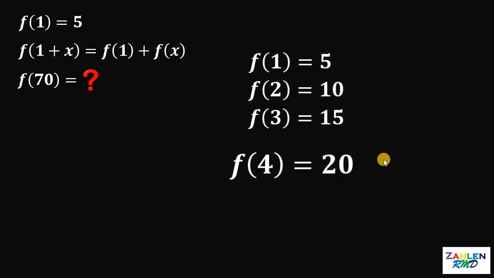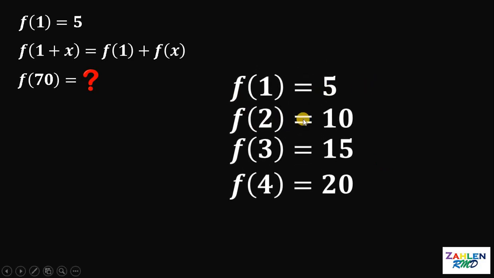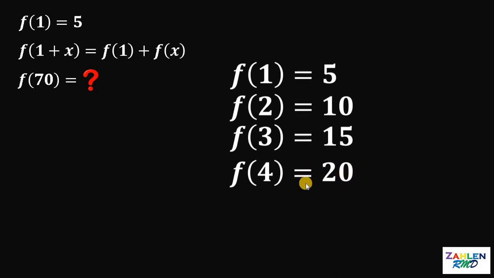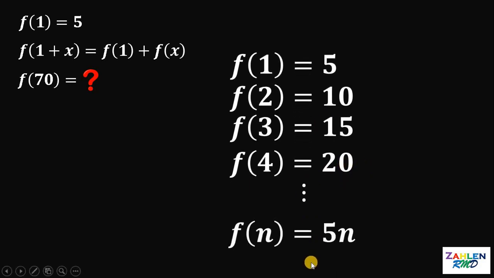Now, take note of this pattern. f of 1 is 5, f of 2 is 10, f of 3 is 15, f of 4 is 20. And if we do this all the way up to infinity, we get that f of n must be equal to 5 times n. f of 1, 5 times 1; f of 2, 5 times 2; f of 3, 5 times 3; f of 4, 5 times 4; and so on and so forth.